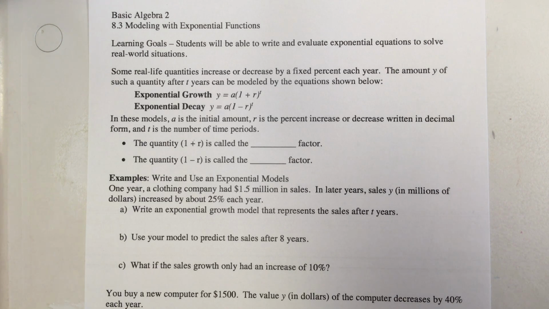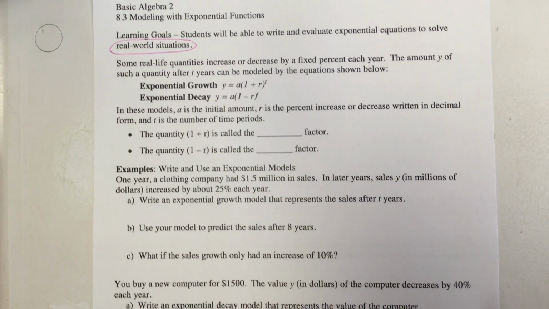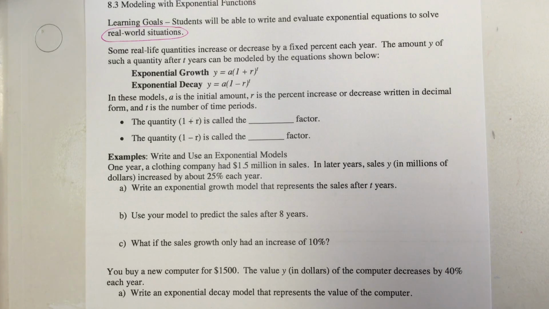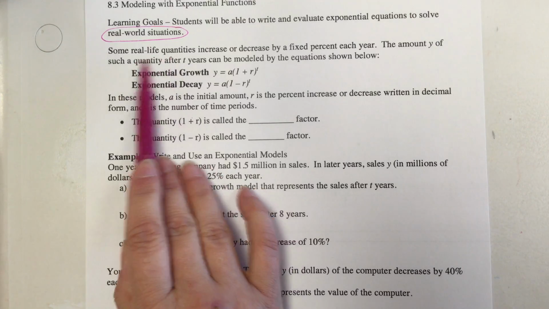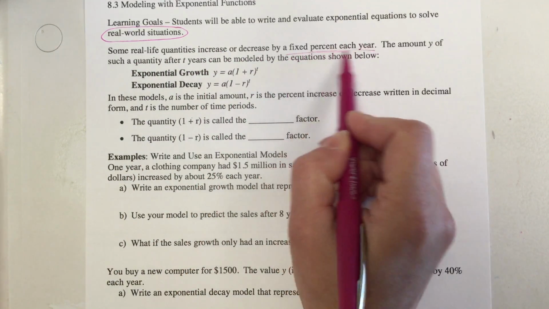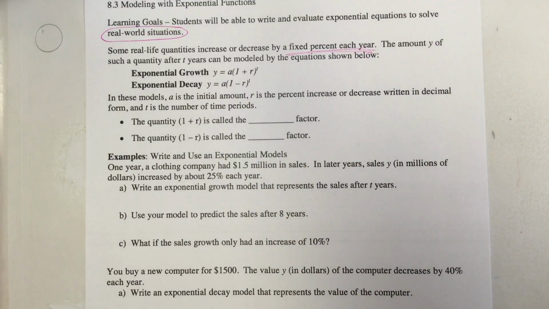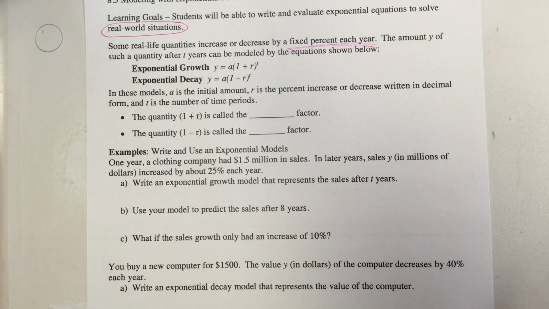Now today we're going to look at how you can use exponential functions to figure out some real world situations. It says some real life quantities will increase or decrease by a fixed percent each year. Some things are like if you buy a car. When you drive your car, the value depreciates, and it could be at a fixed percentage each year. So every year, the value of the car will go down a little bit. Some things maybe go up.